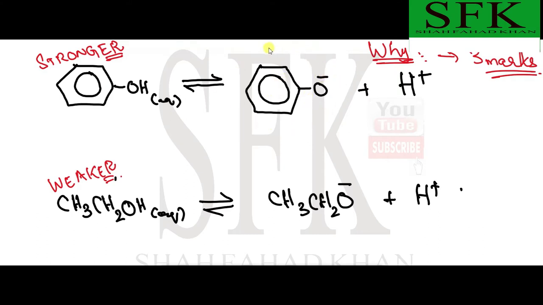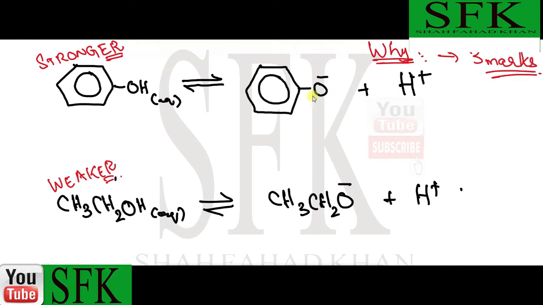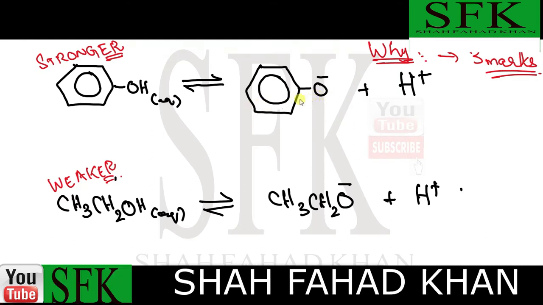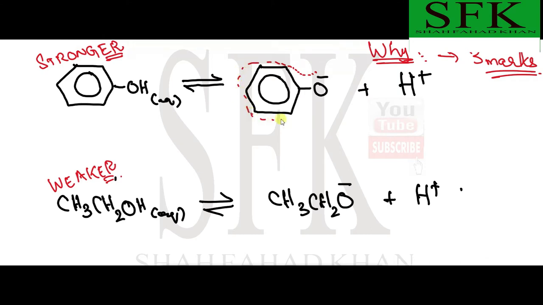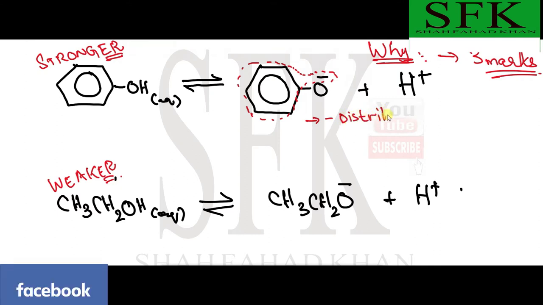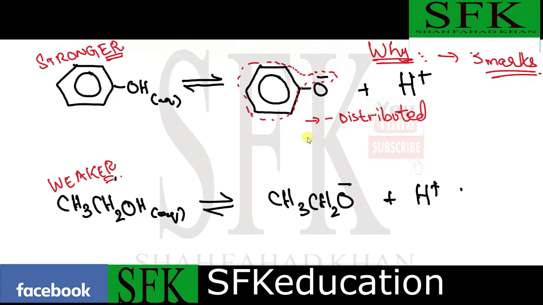Phenol over here has a conjugate base, the phenoxide ion. This is the phenoxide ion and this is the phenol. If we look at the phenoxide ion, this negative charge, the oxygen has its lone pairs. The lone pair gets delocalized over the benzene ring. So the negative charge gets distributed over the benzene ring.